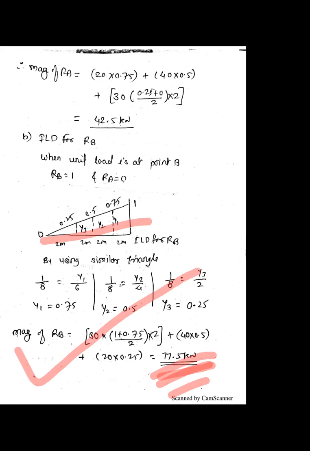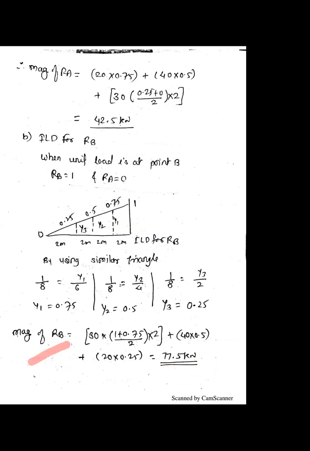Okay, similarly after we get the value of RB, take summation Fy equal to 0, then we get RA. If both values match with each other, then it is also correct. Okay, means there is no chance to cut the marks or lose the marks. Okay.